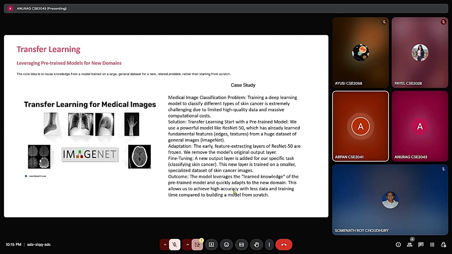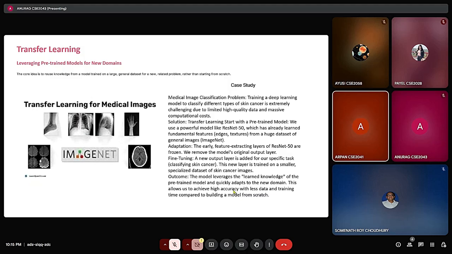Let me tell you about transfer learning. Transfer learning is a technique where we take a model trained on a large general dataset and adapt it to a new related problem. Let me tell you with a case study. Medical image classification problem. Training a deep learning model to classify different types of skin cancer is extremely challenging due to limited high quality data and massive computational cost.